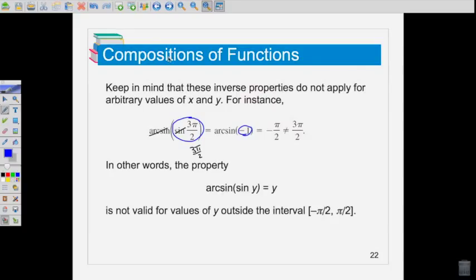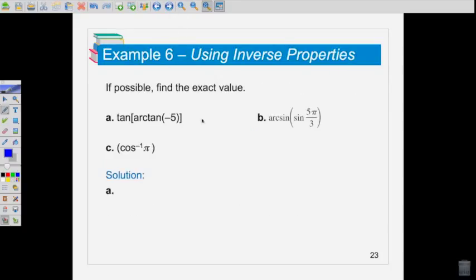So again, if you're somebody who likes to memorize the properties, that might be easier for you. Let's look at some others. For part A, I have the tangent of the arctangent of negative 5. Technically, I should be able to just go boom, boom, and say that my solution is negative 5. But does that particularly work?